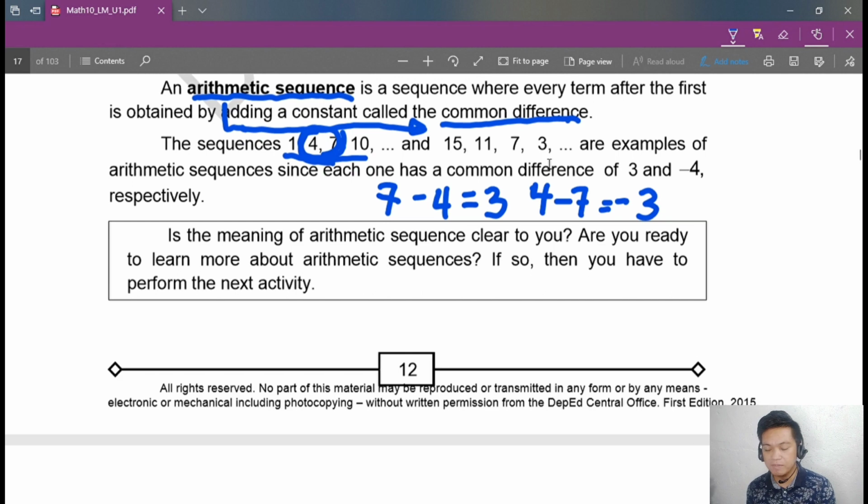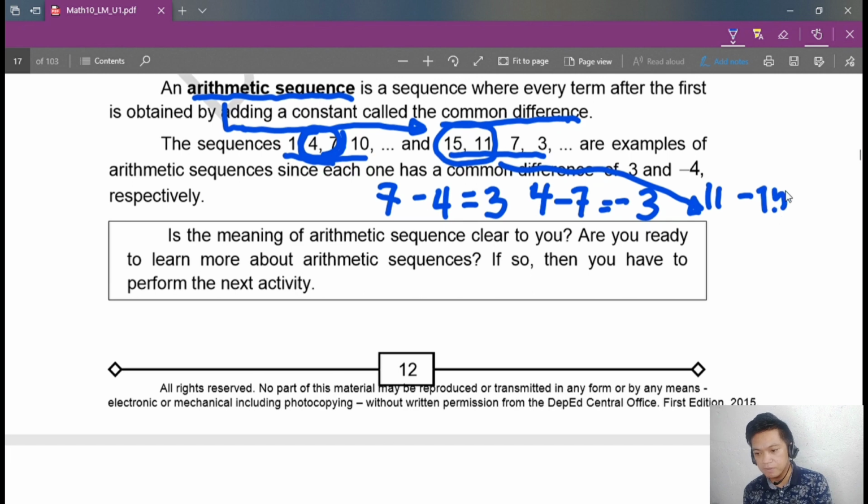Another one, we have this one. What is the common difference of 15, 11, 7, and 3? So, tulad ng sinabi kanina, you have to identify two consecutive numbers. Halimbawa, itong 15 and 11. First, you write the second number. So, that is 11 minus 15. And 11 minus 15 is equal to negative 4.